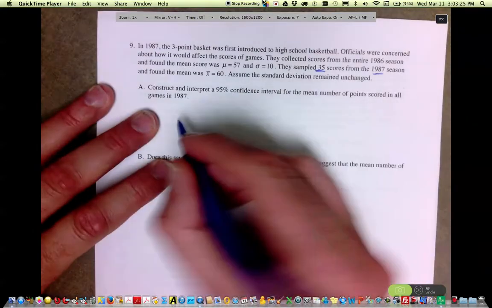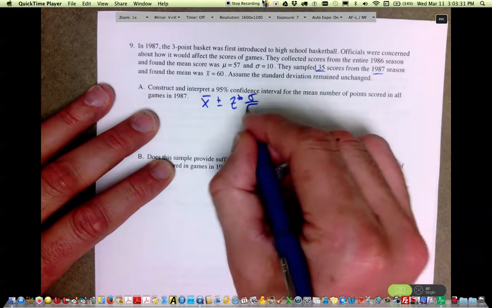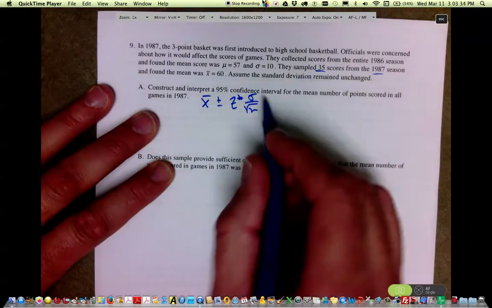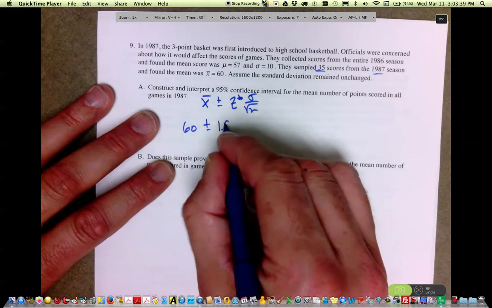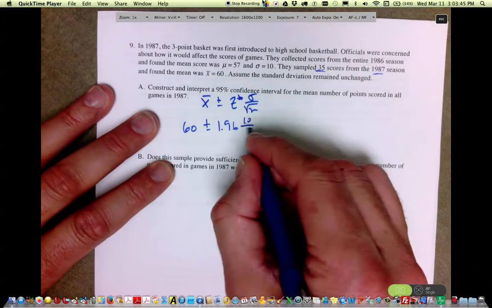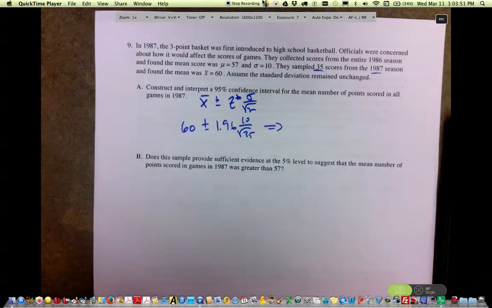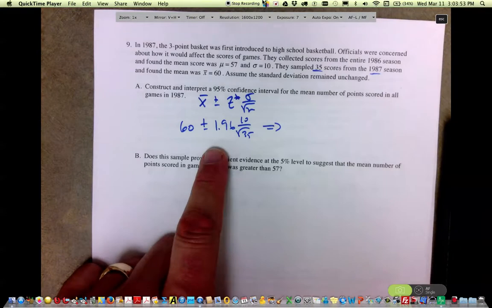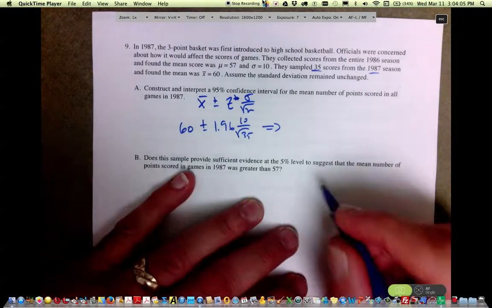So again, our formula looks like this: x bar plus or minus z star times sigma over the square root of n. X bar was 60, plus or minus, and 95% confidence is 1.96 for a z score. Sigma was 10, divided by the square root of 35. The lower boundary on this one is going to be 60 minus 1.96 times 10 divided by the square root of 35. And we end up with 56.69.